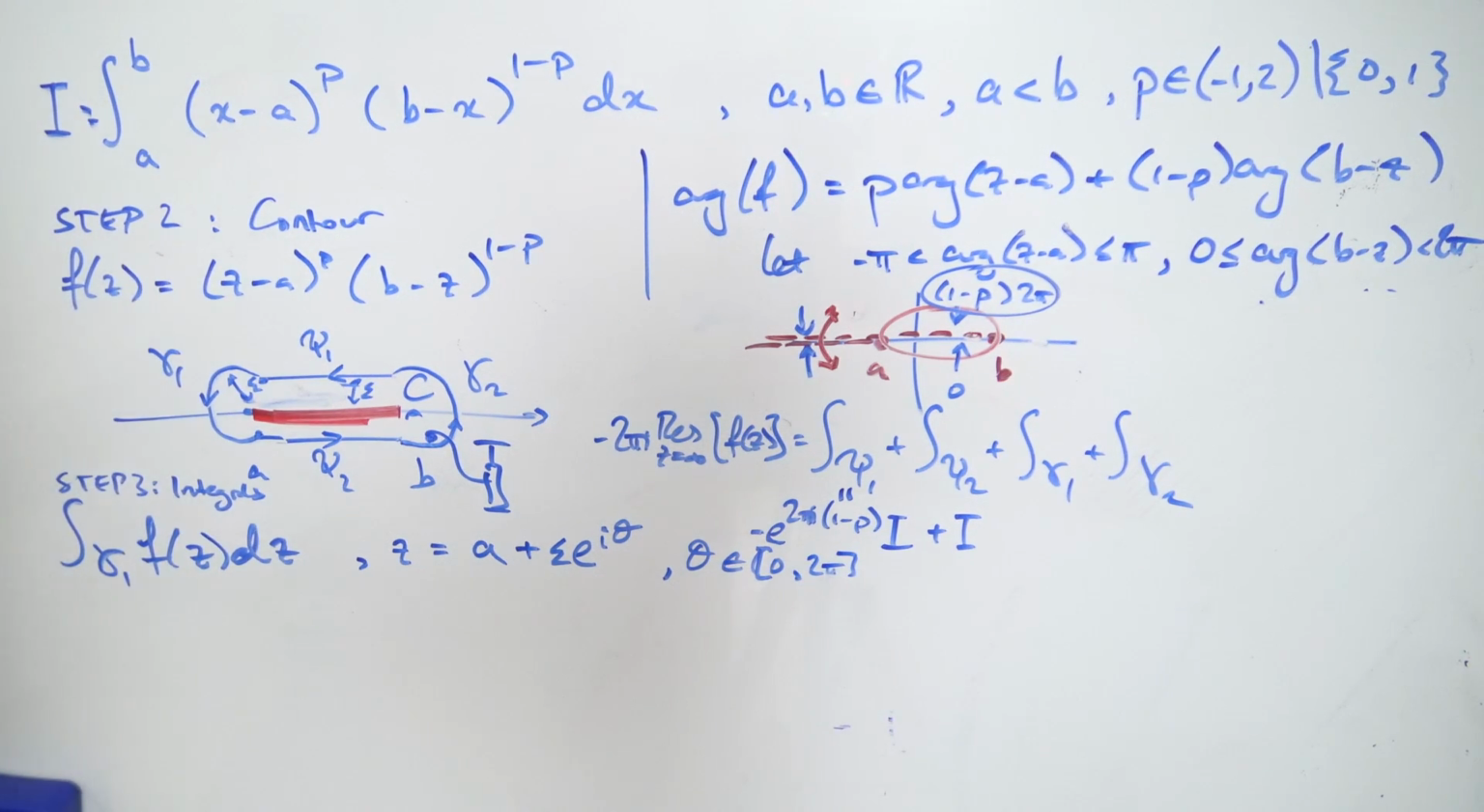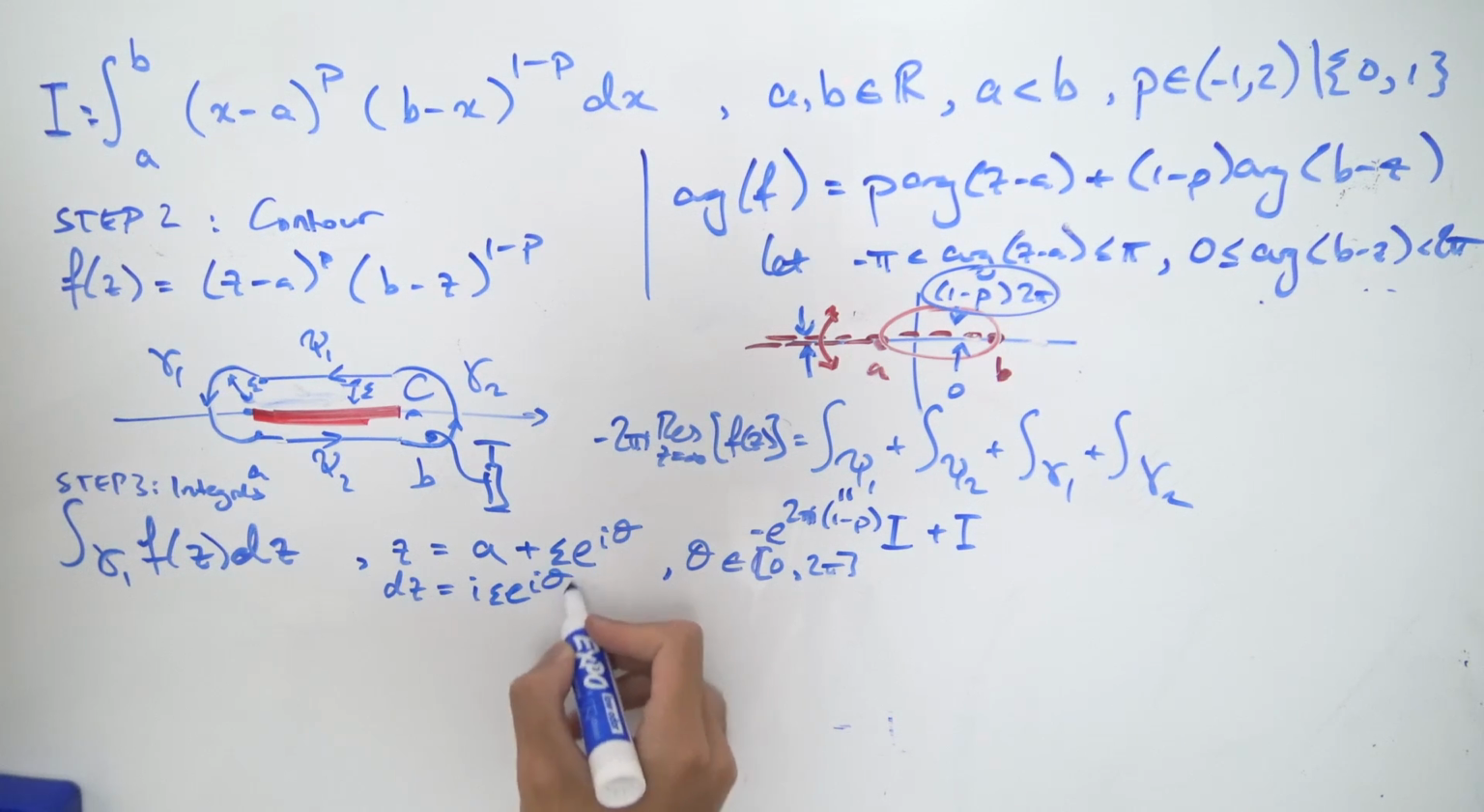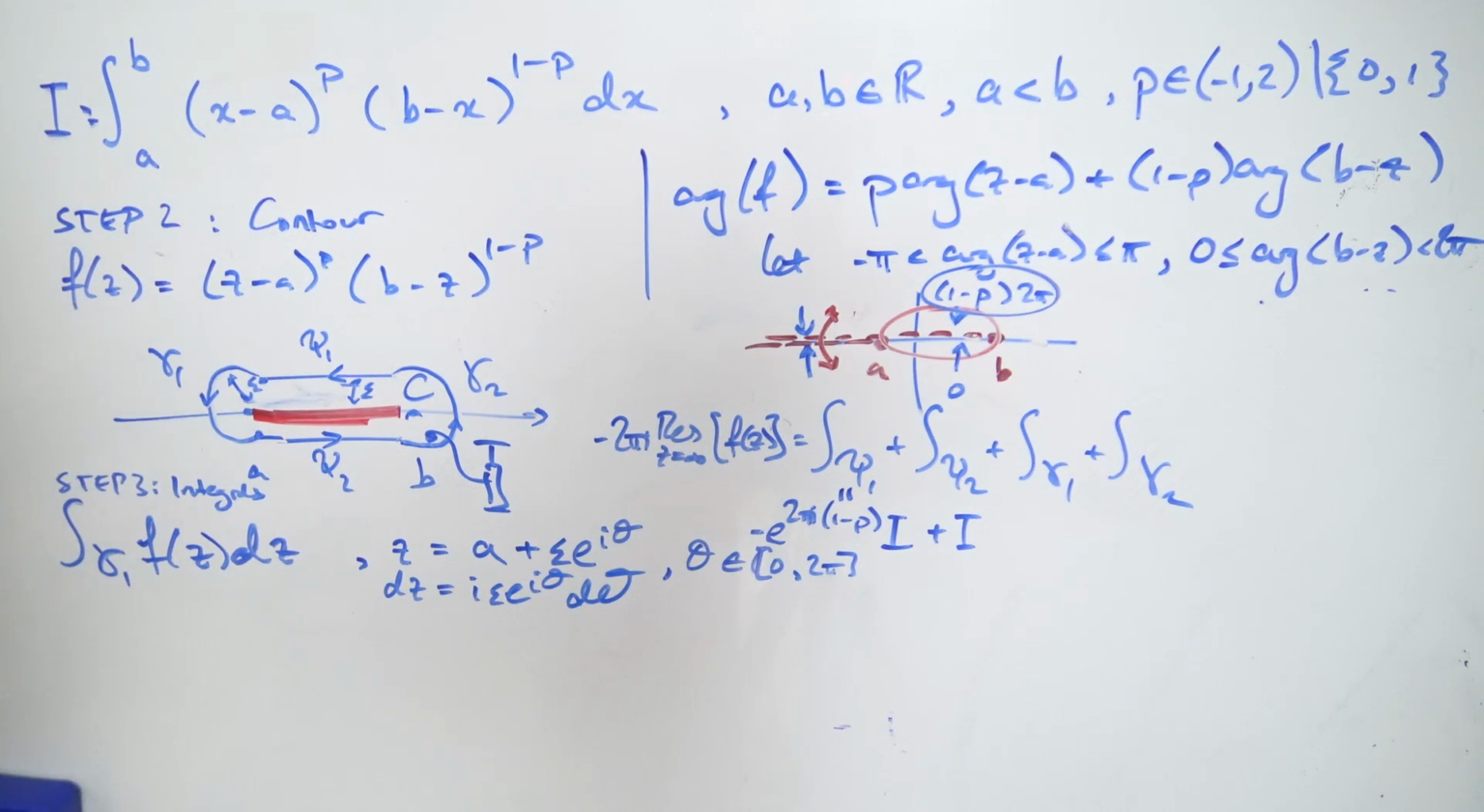It's going to work out the same way in the end anyways. And of course our dz is going to be equal to, differentiating this using the chain rule, i epsilon e to the i theta d theta. Alright, cool, and let's plug everything in.